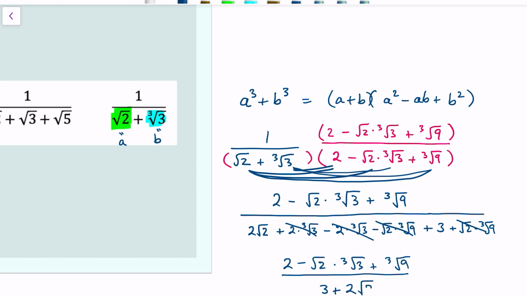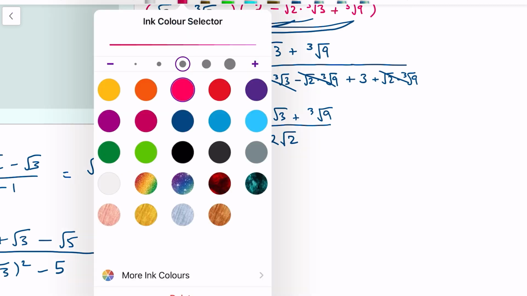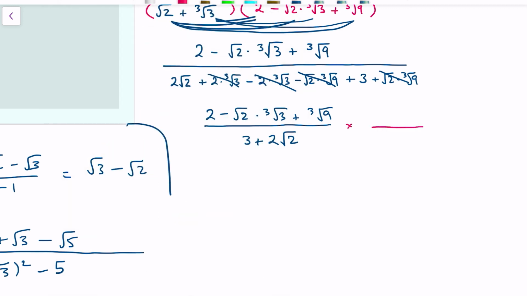I could have done this a different way if I had let, rather than a equal the cube root of 2, if I'd called that a cubed and b cubed, that would have been better, I think. Well, maybe not. Okay, let's see where I can go with this. Now it turns into an achieved problem, so I need to then times by the conjugate of this. Actually, I think I am on the right track here. 3 minus 2 root 2, 3 minus 2 root 2.